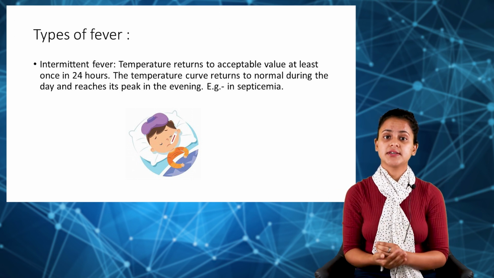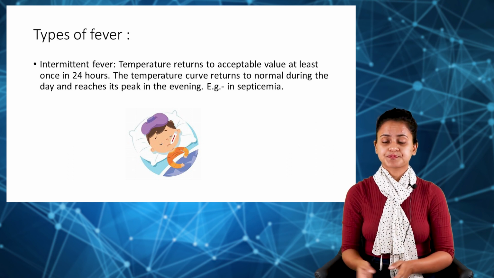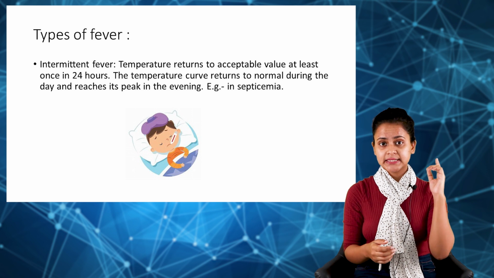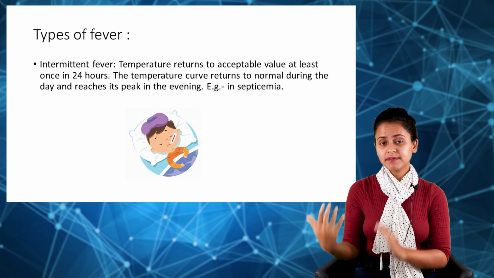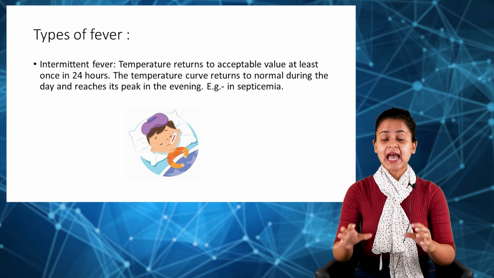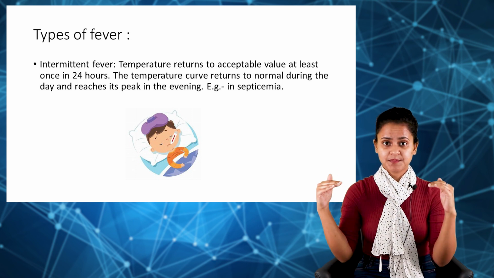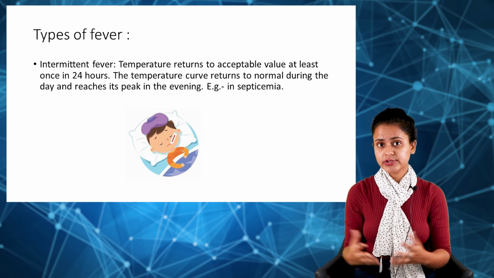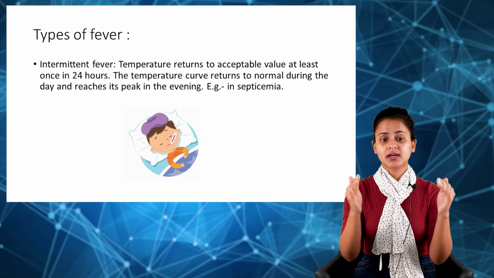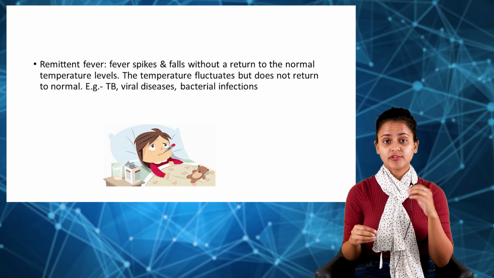So definitely the client will develop an intermittent fever, where the person's body temperature will completely subside during the day, but in the afternoon or evening the temperature will be at its peak. As once in a whole 24 hours the client completely subsides to an acceptable body temperature, we call this condition intermittent fever. The next type of fever is remittent fever.